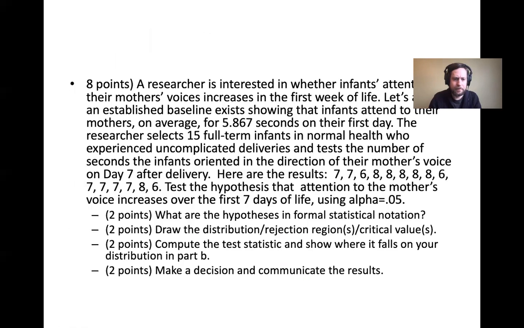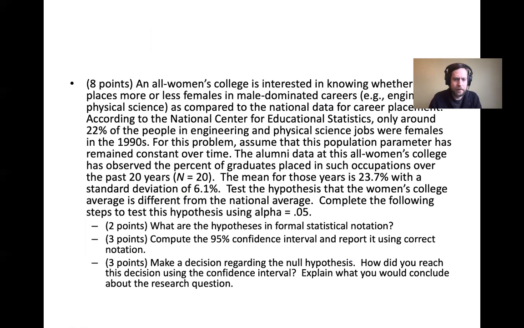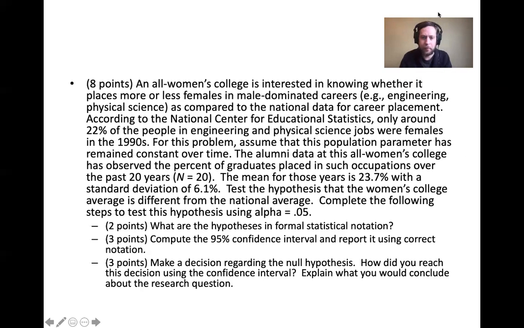Yep, so that's it for that problem. So this is what we just did. The hypotheses are stated in the slide. We just computed the 95% confidence interval, and we made a decision regarding the null hypothesis, and that answer was to accept the null hypothesis. Are there any questions or comments about this confidence interval problem, which I'll remind you is problem number 1 from homework 5?